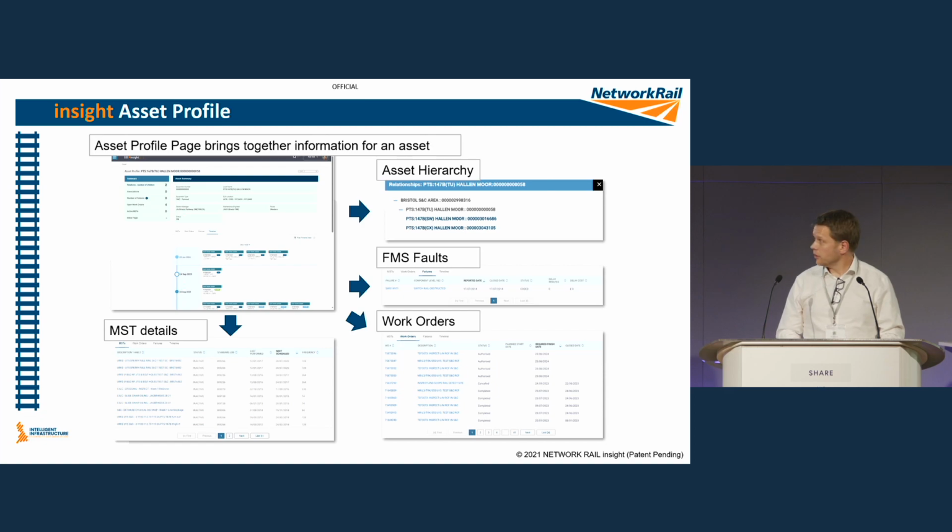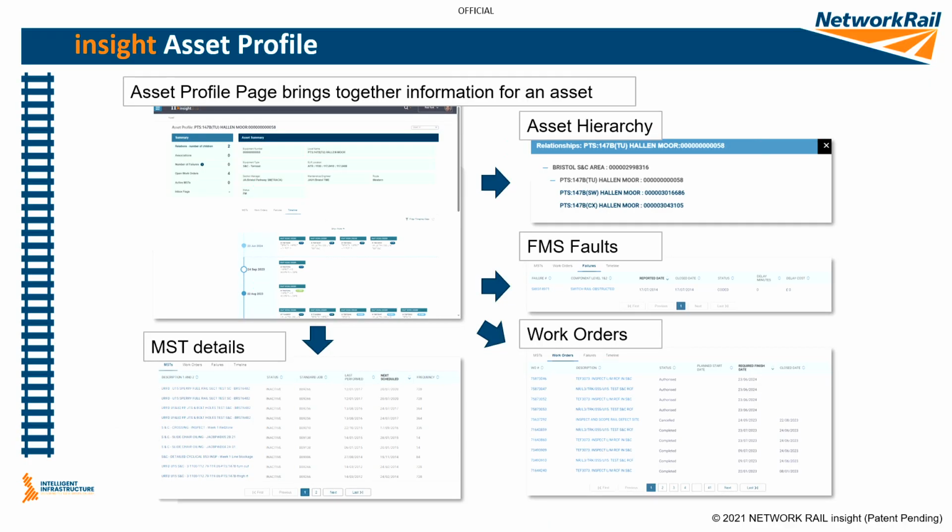And then we have the asset profile page. Again, this exists within Insight today. It's more geared towards point assets, like your S&C. What it does is take the information from Ellipse and present it there, so for that S&C you can see all your MSTs, your work orders. You can see the asset hierarchy and how the assets relate to each other.